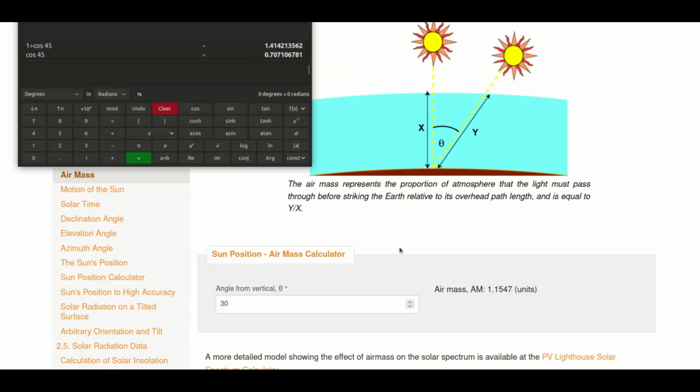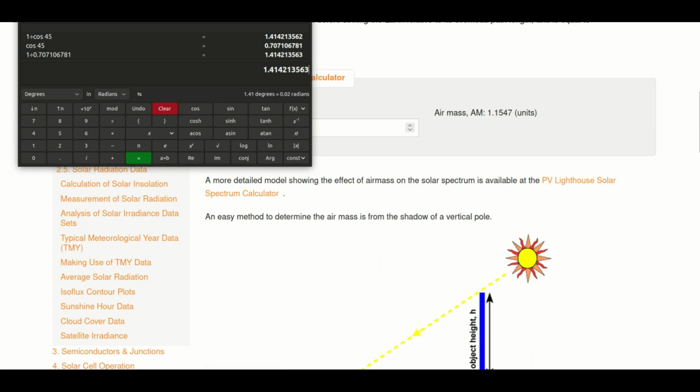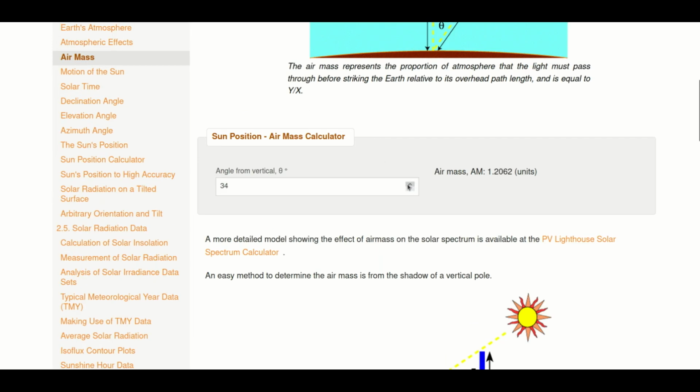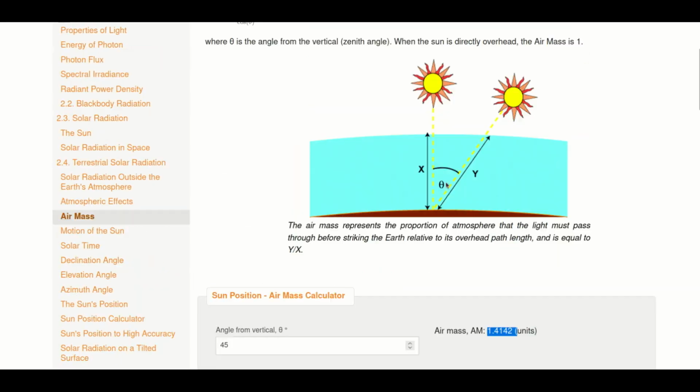Okay, I've got a calculator here. And the cos of 45 is 0.707, blah, blah, blah. If I go 1 divided by the cos of 45, I get 1.4 blah blah blah. So let's punch in, see if we get 1.41 here at 45 degrees. Yeah, we do. So that's just a very basic calculation. So that's a ratio. It's a proportion.